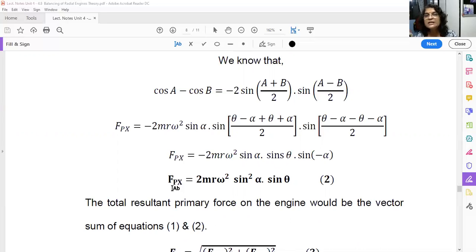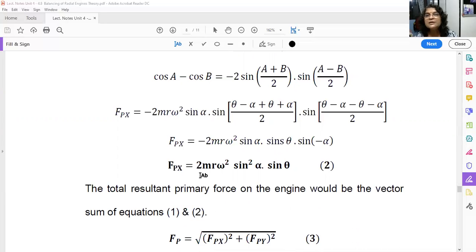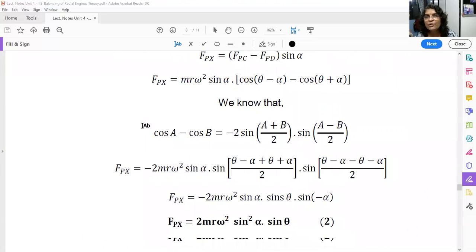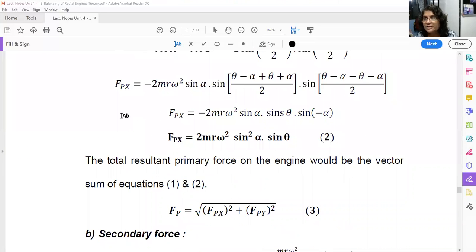Okay, now what is the resultant force? See, Fpy and Fpx, one is along x direction, other is along y direction. So the total resultant primary force on the engine would be the vector sum of equation 1 and 2.